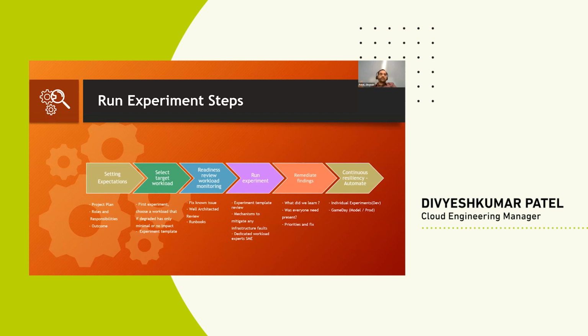Because it's not an easy activity. When you say we need to do this kind of experiment, the organization will not be ready if it's not fully aware of what the impact will be, what the outcome will be. So don't just go and do it, right? You just need to explain to the organization what the process is, how you're going to do it. You need to do this in a properly planned way. Select target workload, right?